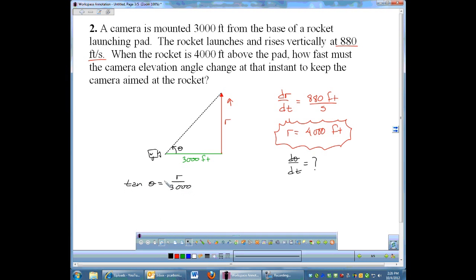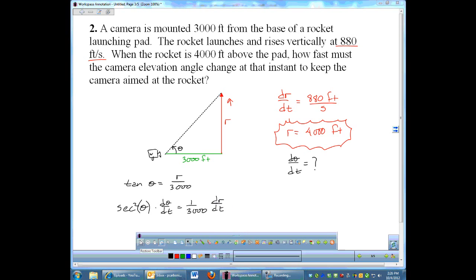And then we're going to take the derivative of that. The derivative of tangent is secant squared theta, but then we have to multiply by d theta dt. And the derivative of R over 3,000 is going to be 1 over 3,000. Please don't use quotient rule for that. dr dt.